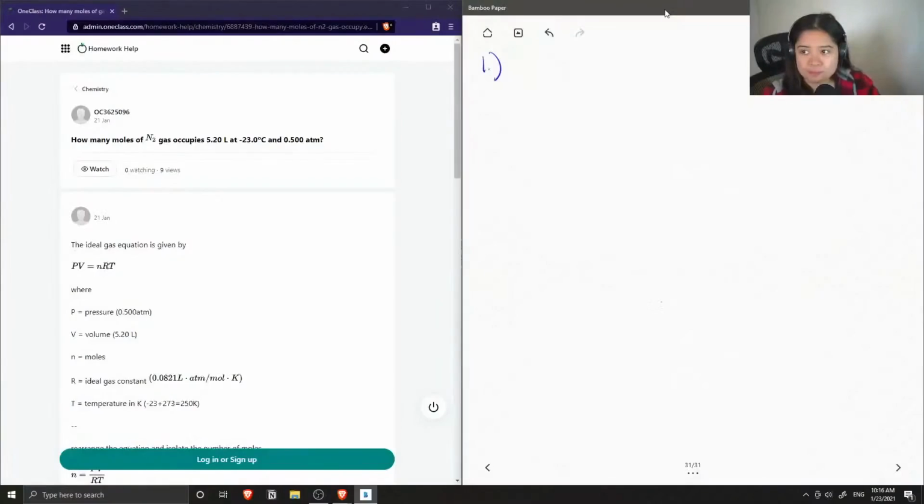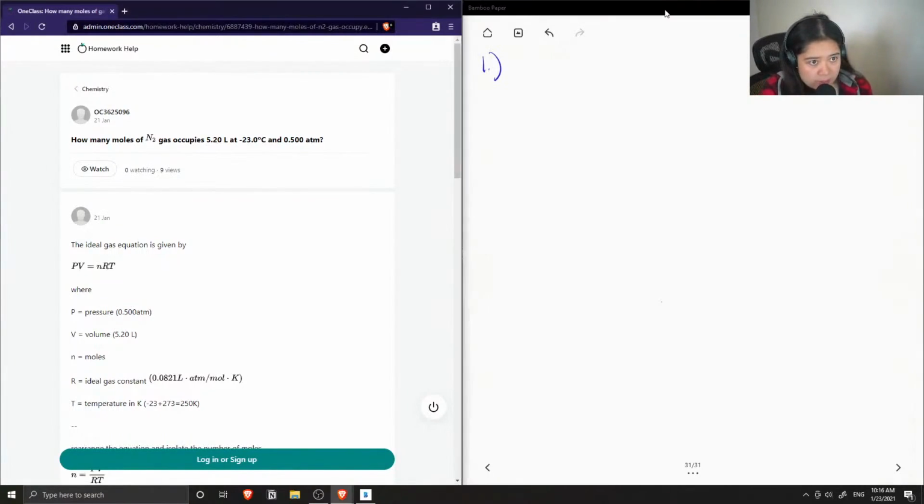Now let's just get started on our set of questions for today's session. Okay, so question 1 asks, how many moles of N2 gas occupies 5.2 liters at negative 23 degrees Celsius and 0.5 atm?